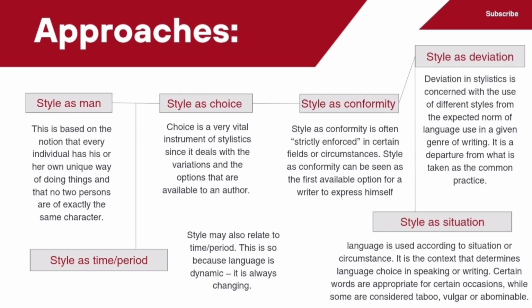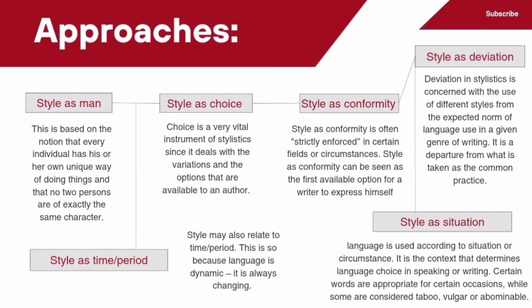Going on with style as conformity. In style as a conformity, you need to write a particular thing, but you are enforced to follow particular rules. For example, when we write a research paper or a thesis, we need to write it in a particular order. Because of that, whatever creativity we have kills away or dies out.